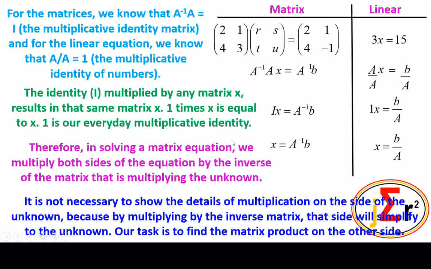That side will simplify to the unknown. Our task is to find the matrix product on the other side. So the real task is to find this matrix product, which is the inverse of the matrix that is used to multiply the matrix of unknown. We need to use that to multiply whatever we had initially on the right hand side.